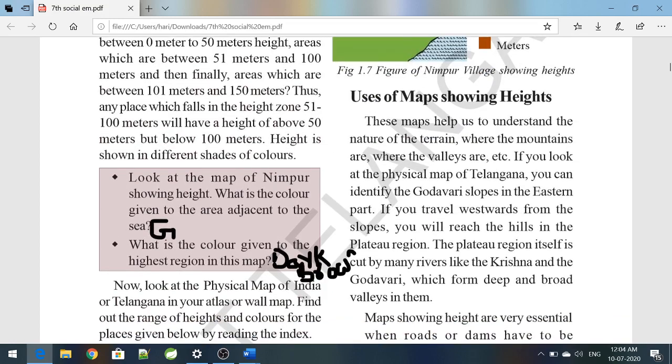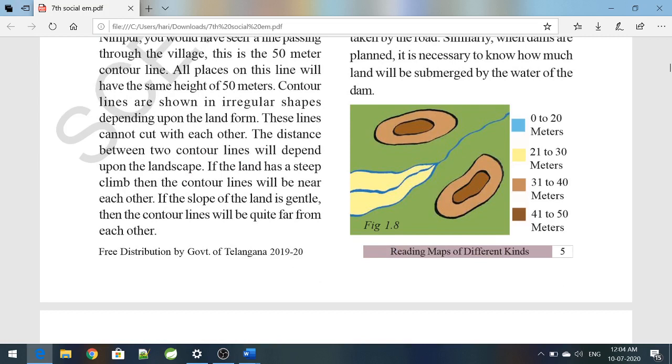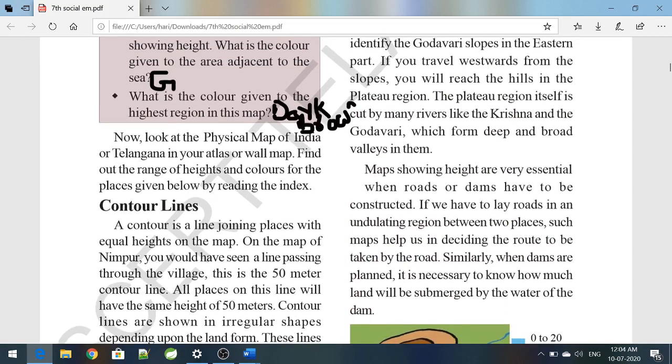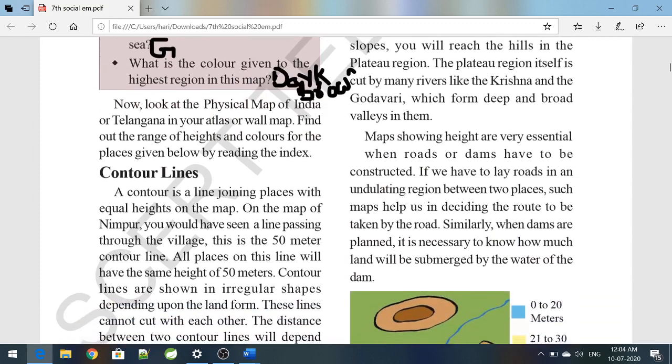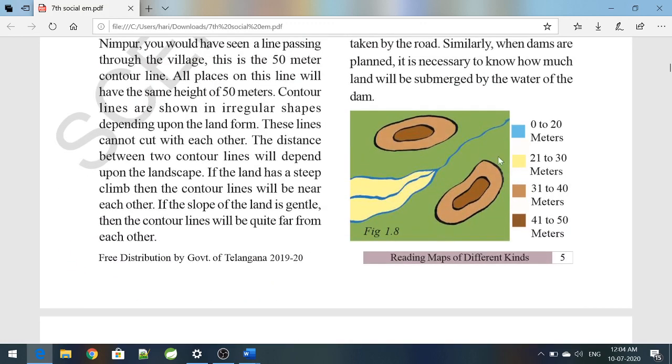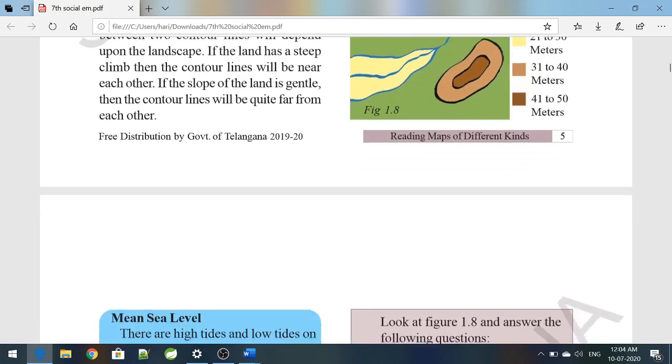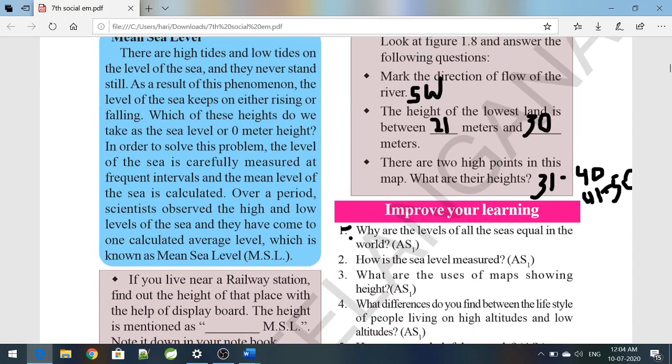Uses of maps showing heights. With the help of colors, we can also show the heights of a place, here Telangana. They have told you how to measure the heights. Here see, 0 to 20 meters they have taken as mean sea level. 21 to 30 meters is the lowest landform. Then 31 to 40 is this brown color, and from 41 to 50 will be the highest landform or mountains. The highest height of the mountain is the highest.